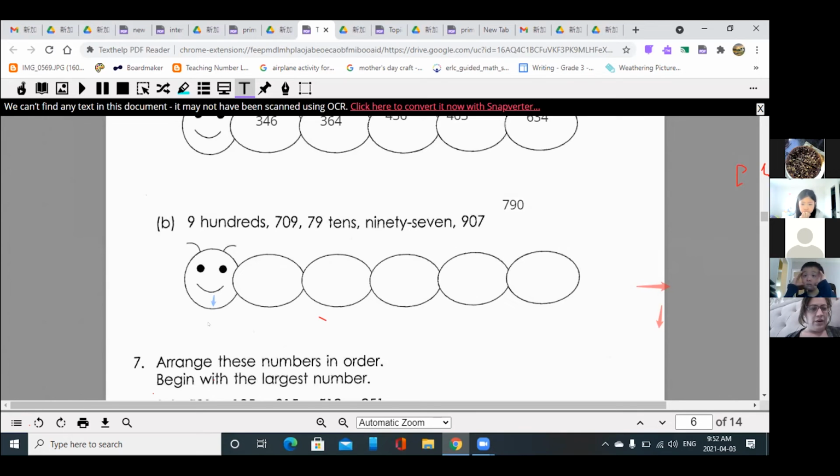Who wants to start? Leah, why don't you give it a start? I have 900, 709, 790, 97, and 907. Which number comes first, Leah? It's going to be the smallest number out of all of them.